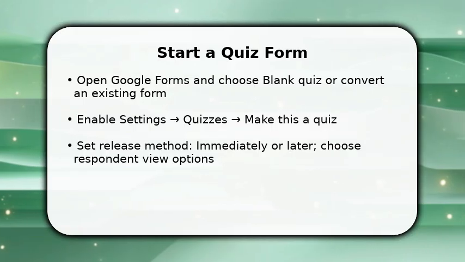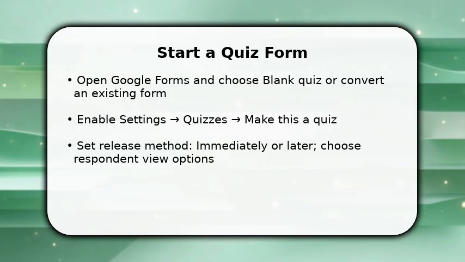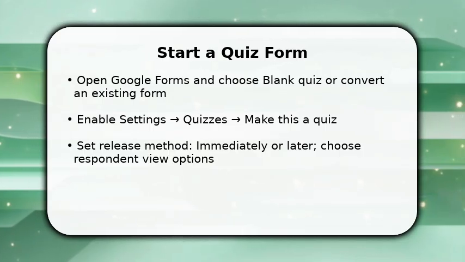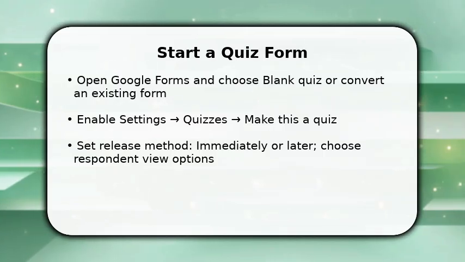You should decide how to release scores, right away or after manual review, and whether respondents see missed questions, correct answers, or point values. This step connects intent to function. Make sure your account has editing rights so these quiz options are available.